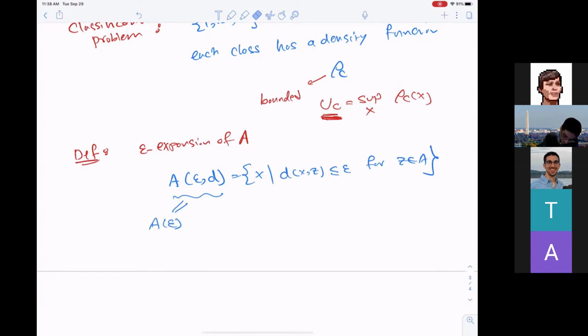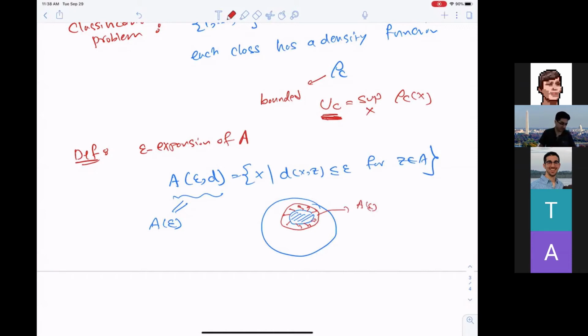So let's say you have a sphere here, and you're looking at a set on the surface of this sphere. The epsilon expansion basically expands this set by epsilon. If this is your A, this is going to be your A epsilon when you're using the geodesic distance. All right, so that's about the notation. Let me pause and see if there are any questions.